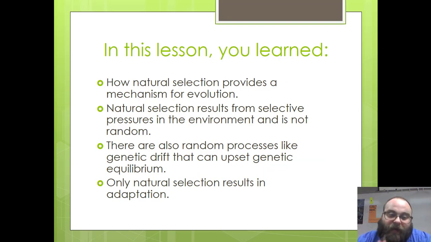So, what did we learn today? We learned how natural selection provides a mechanism for evolution. Natural selection results from selective pressures in the environment and is not random. We also learned that there are other processes like genetic drift that can cause the equilibrium of a population to change. And only natural selection results in adaptation, not things like making a decision to change.